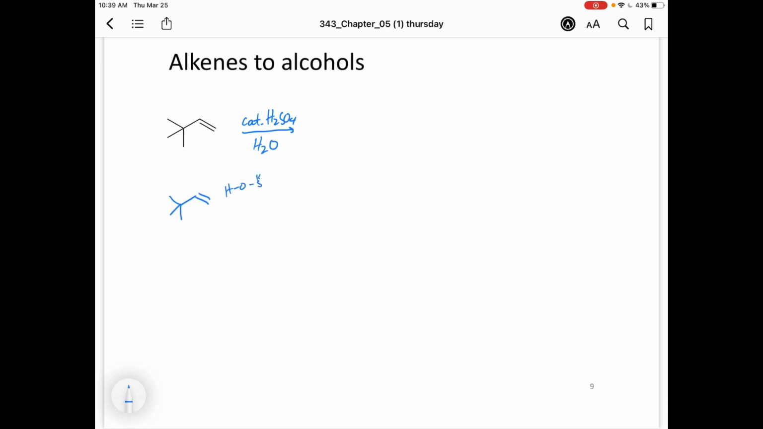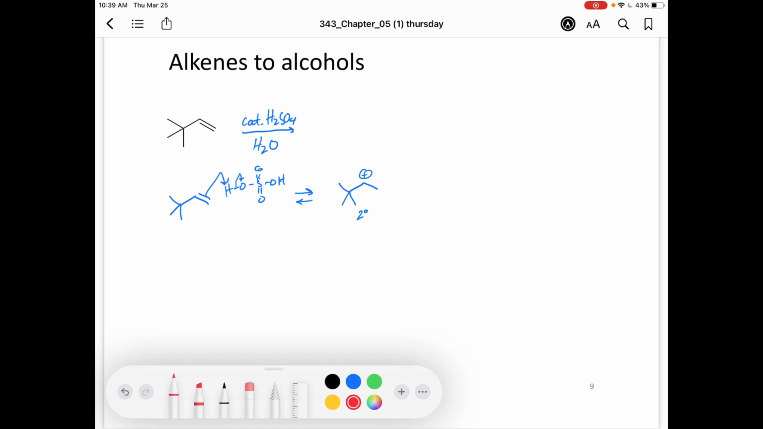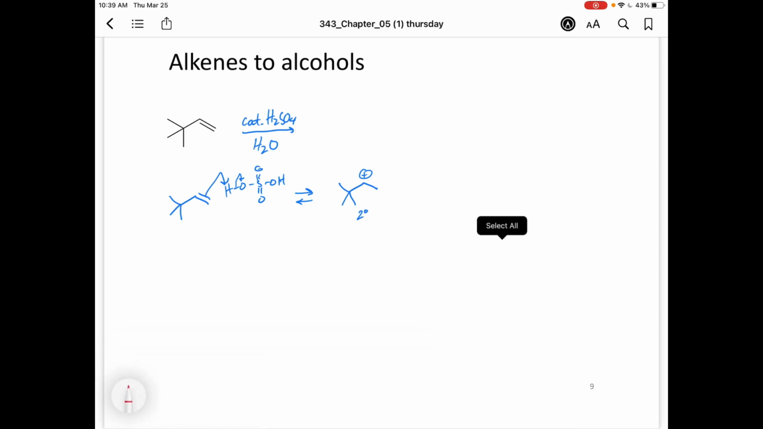So let's walk through this mechanism again. So we've got our sulfuric acid. We're going to protonate. We're going to form our carbocation at the most stable position here, the secondary carbocation. Now, remember that when you form a secondary carbocation, if you can form a tertiary carbocation, you can do a carbocation rearrangement. Really what's happening is we're going to do an alkyl shift.